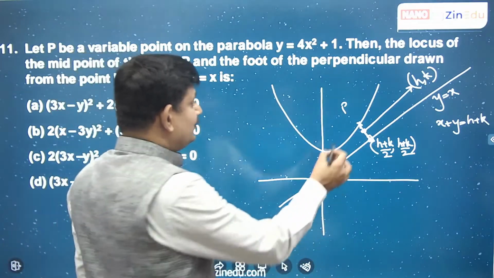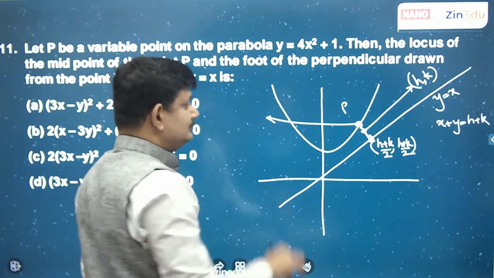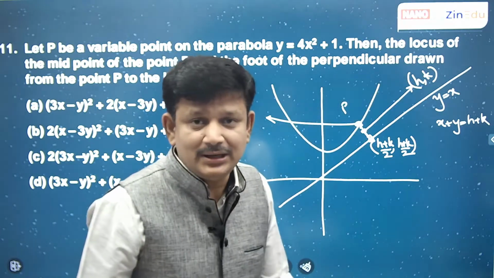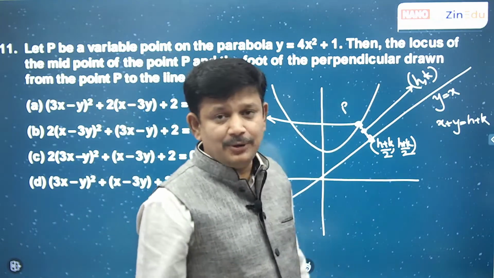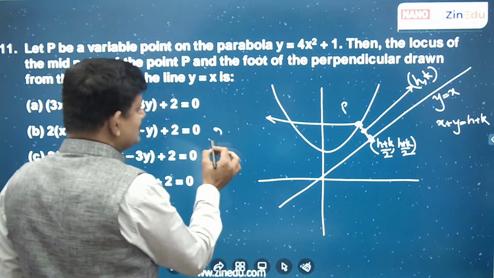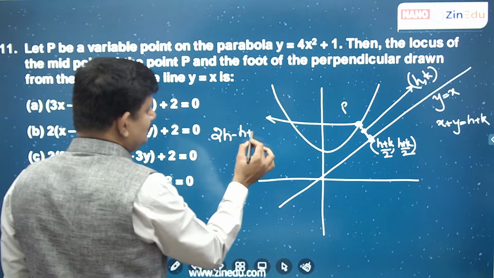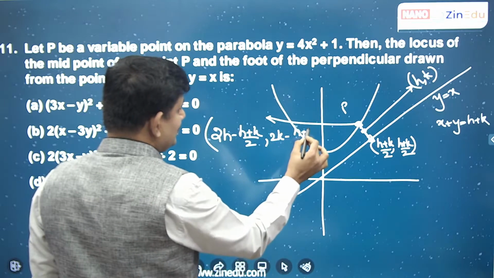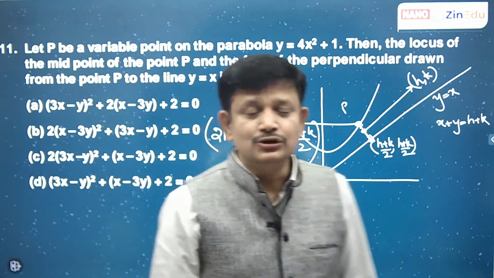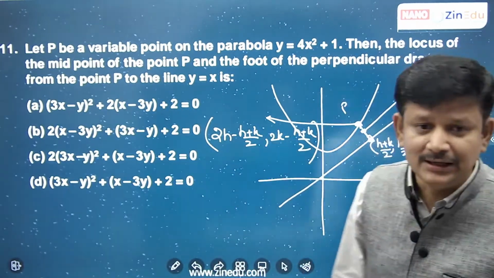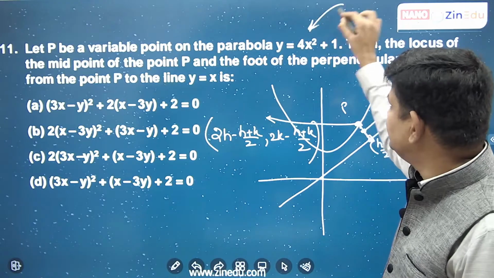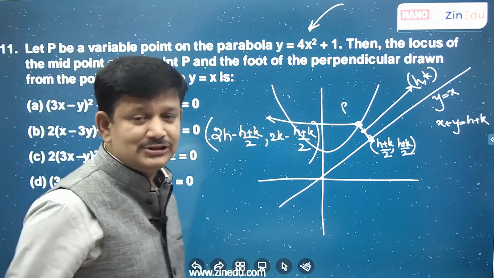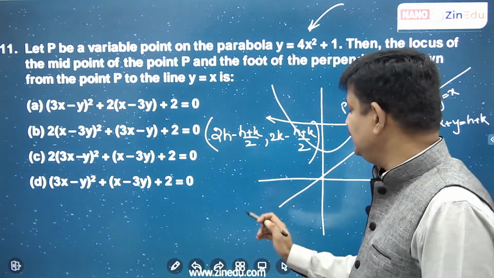Okay. So from there, what will be P? You know P and this point have midpoint as h comma k. So P will be twice the midpoint minus the point: 2h minus (h plus k)/2 comma 2k minus (h plus k)/2. That will be P for you. So you have P in terms of h and k. And what is the speciality of the point? It satisfies this particular equation. Simply substitute the point and get the locus. Not at all a difficult question, not at all lengthy. You can happily do it in 1 or 2 lines.